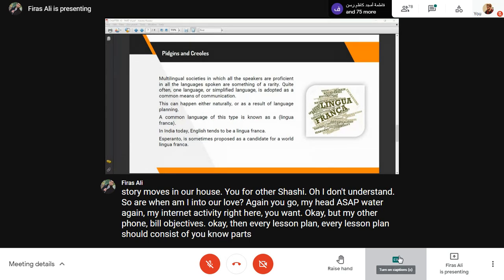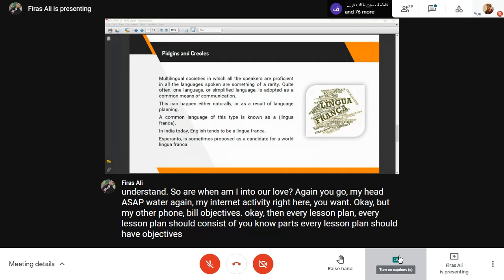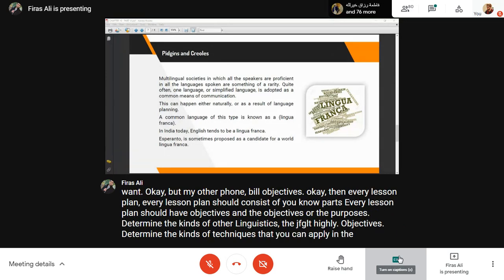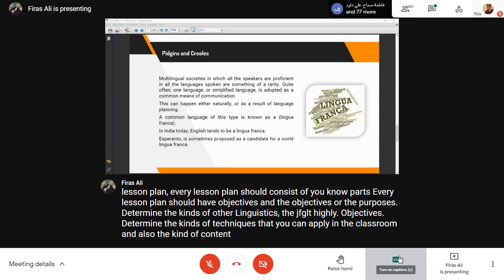Every lesson plan should have objectives, and the objectives, or the purposes, determine the kinds of techniques that you can apply in the classroom, and also the kind of content or materials that you bring to the classroom.